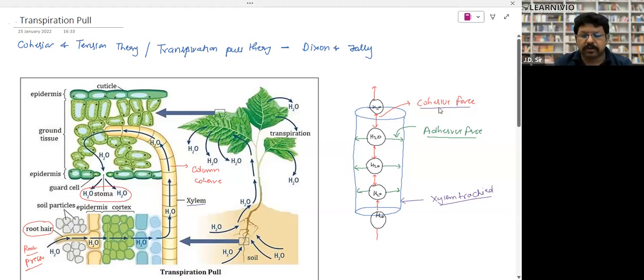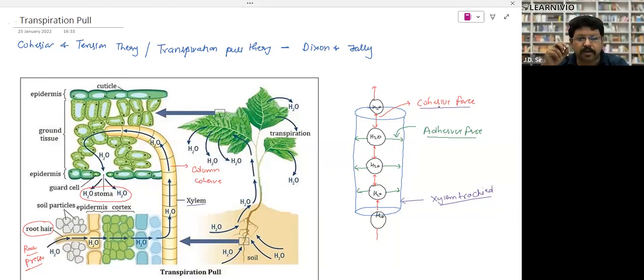Cohesion is a force you must have studied in physics. Cohesion is a force by which molecules of the same type attract each other. This is called cohesive force. So with the help of cohesive force, one water molecule pulls another water molecule. That's how a column of water is maintained, right?